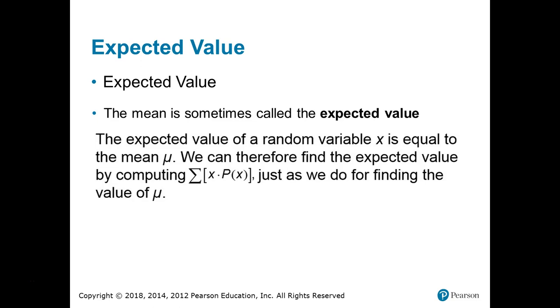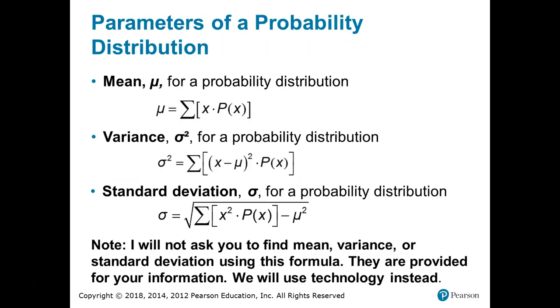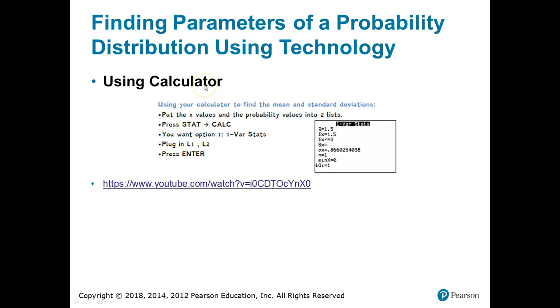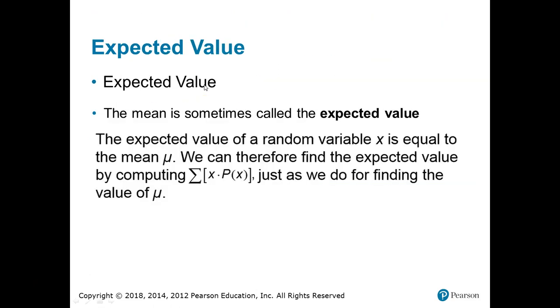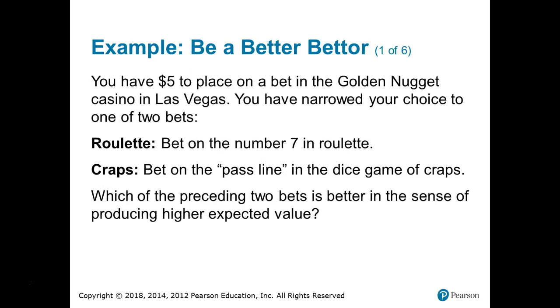So expected value. The mean is sometimes called the expected value. So the mean over here is often called the expected value. And the expected value of a random variable x is equal to the mean mu. And we can find the expected value by computing the summation, just as we do for finding the value of mu as well. So let's look at an example.